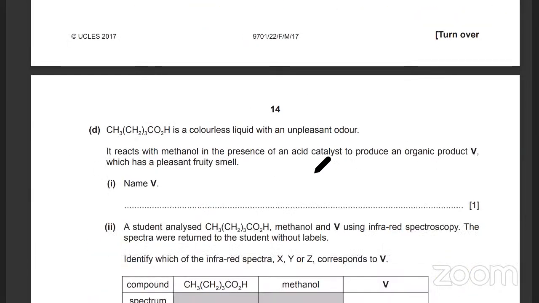Okay. The next one is this thing, and it's a colorless liquid with an unpleasant odor, and it reacts with methanol in the presence of an acid catalyst to produce an organic compound V. What's happening when methanol reacts with this one? And what's the name? Ester. What's the name of the ester? It's methyl pentanoate. This one is methyl pentanoate.